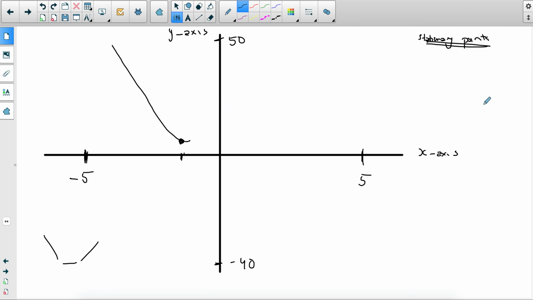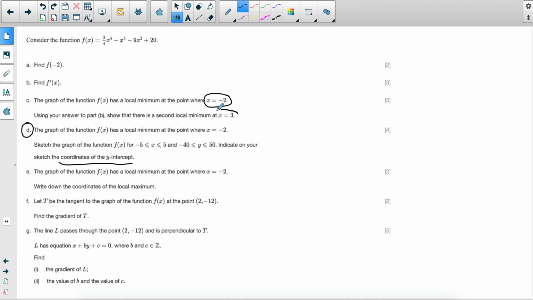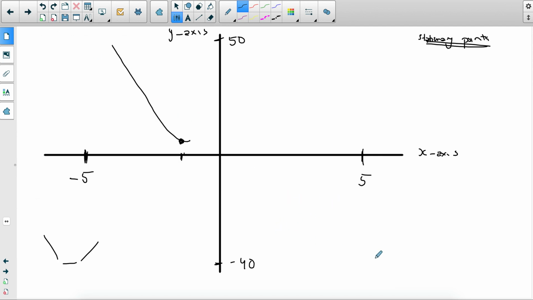Let's graph our second stationary point. Our second stationary point was at 3. And then we need to know the y value at 3. So what is the y value at 3? You need to substitute 3 in your original equation. You could either substitute 3 or just indicate that you know where it should be.